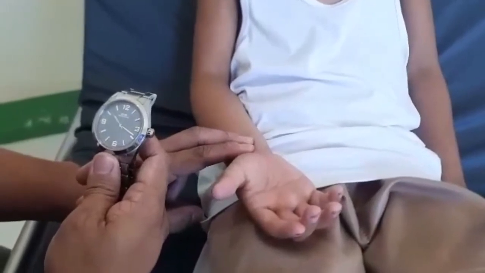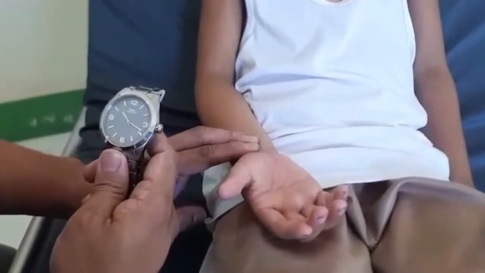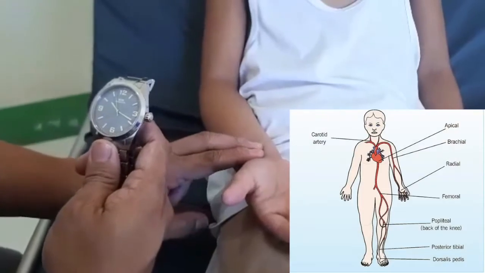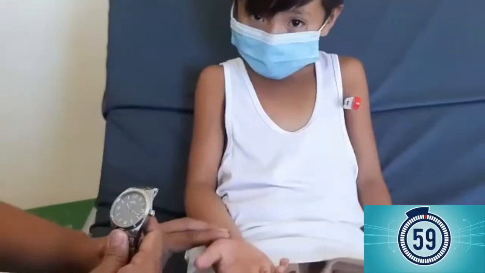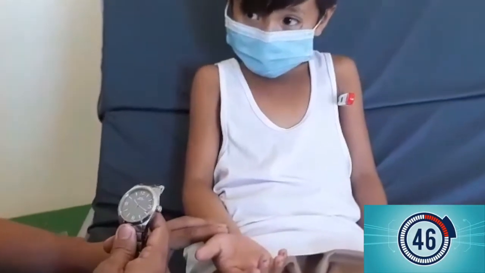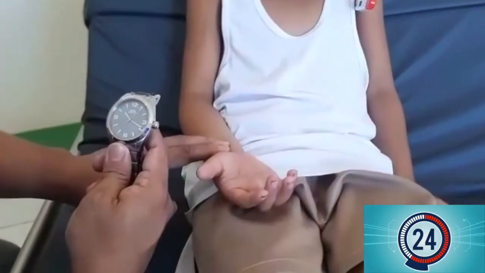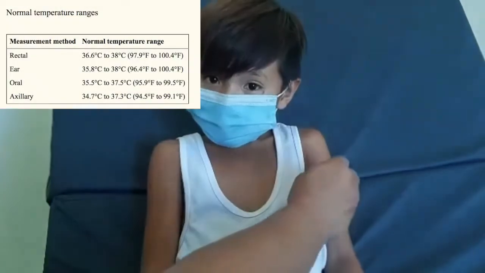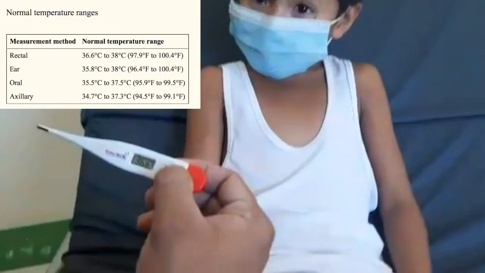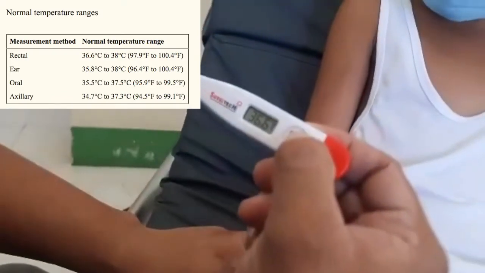Apply gentle pressure to the child's wrist until you feel a slight beat. The radial pulse is felt. Examine it for 1 full minute. These are the normal temperature ranges depending on the measurement method.